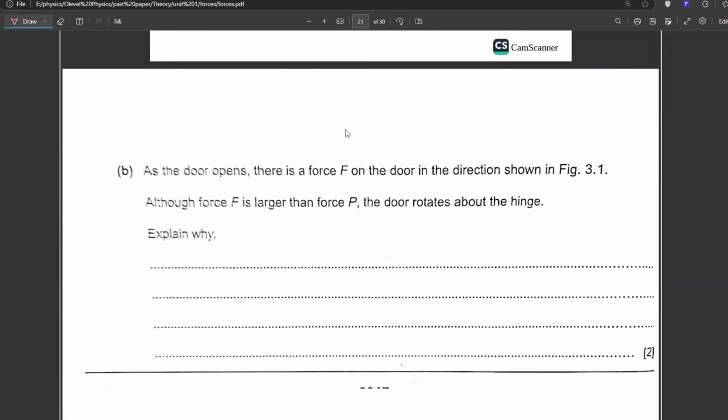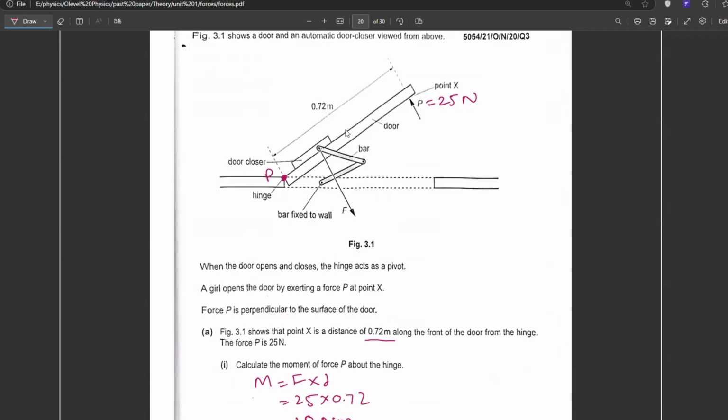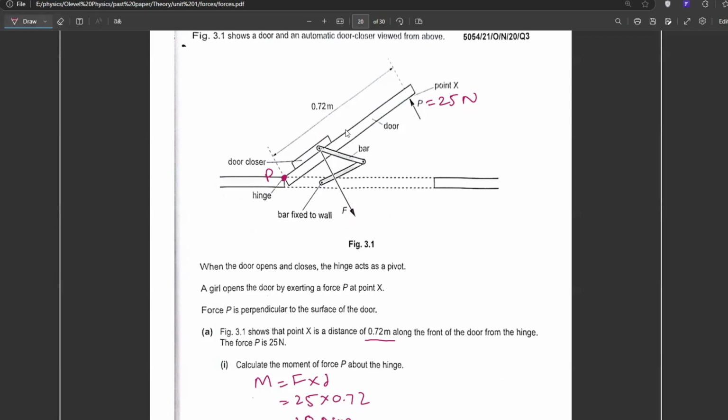As the door opens, there is a force F on the door in the direction shown in figure 3.1. Although F is larger than P, the door rotates about the hinge. Explain why. So again, same logic. The examiner is saying, let's say this force is somewhere a value greater than 25 Newton. Let's say 40 Newton. Although force F is 40 Newton, still the door rotates in the anti-clockwise direction, like this, in the direction of force P.